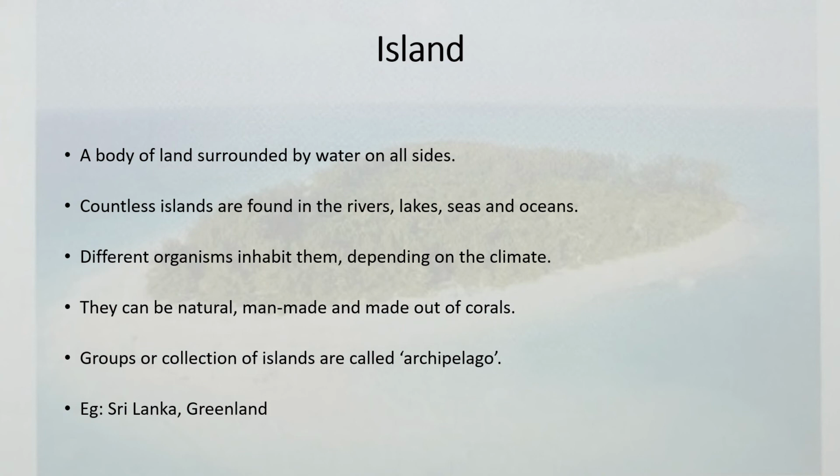Islands can be natural, man-made, and even made out of corals. Natural islands are, of course, formed through plate tectonic movements, or supposing a certain area gets submerged and only the middle part remains over the water. That is a natural island.